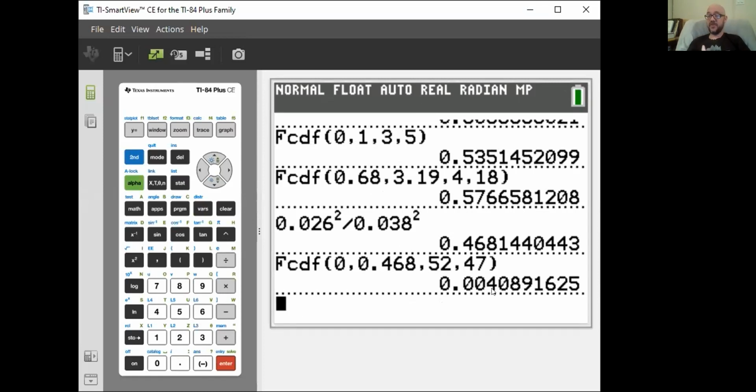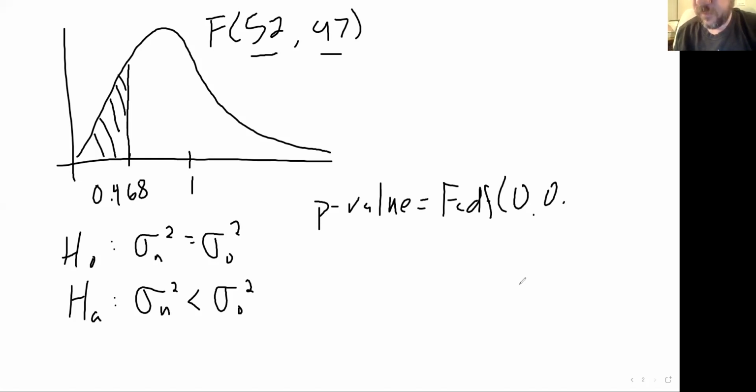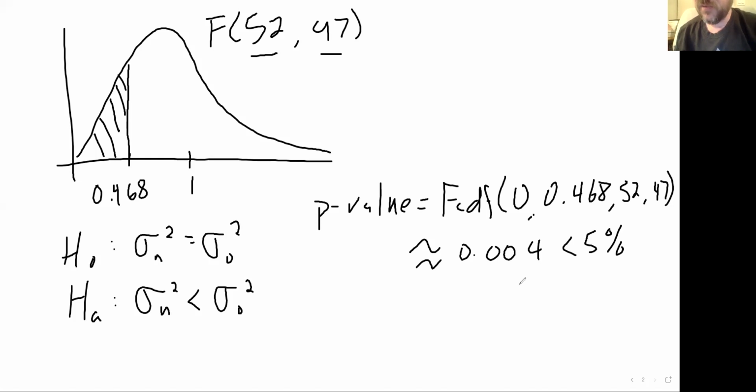So you can tell my picture is not very well to scale, right? So really small, really, really small, which is smaller than 5%. That's 0.4%, so much smaller. So my p-value equals FCDF from 0 to 0.468 with 52 and 47 degrees of freedom. It's about equal to 0.004, which is less than 5%, which I don't know if I specified an alpha or not.